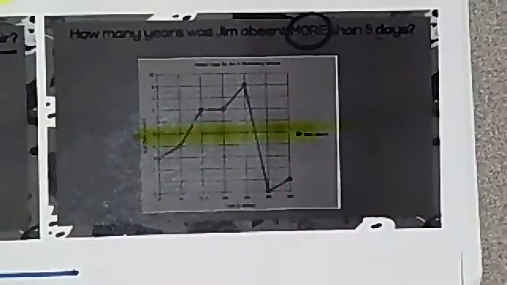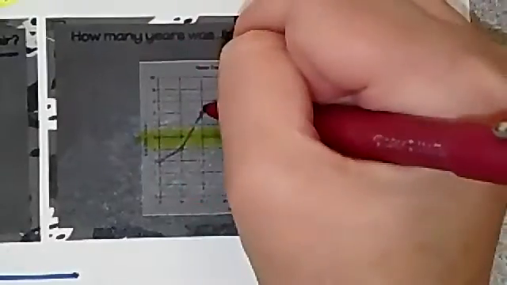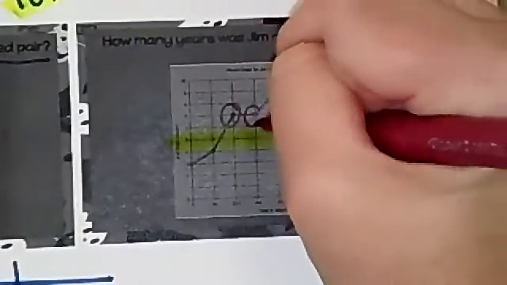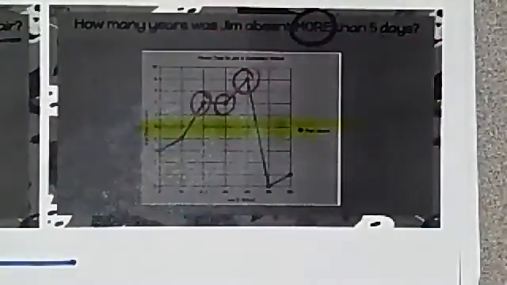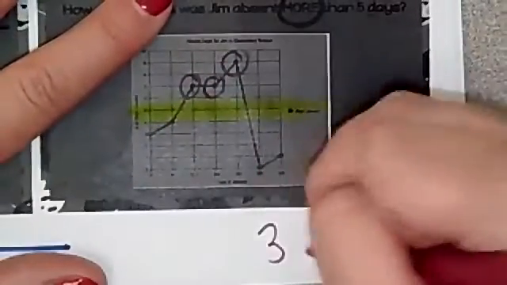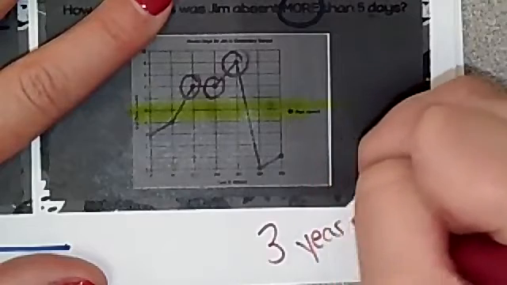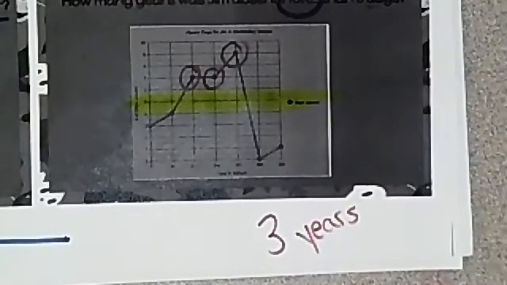All right. So then you're just going to tell me how many dots are above the 5. 1, 2, 3. So how many years was Jim absent more than 5 days? 3 of the years. It is not hard. Miss Ross, that test question that easy is not going to be on our test. I'm telling y'all, these are not hard. This test is not hard.